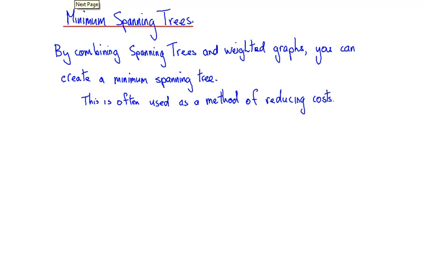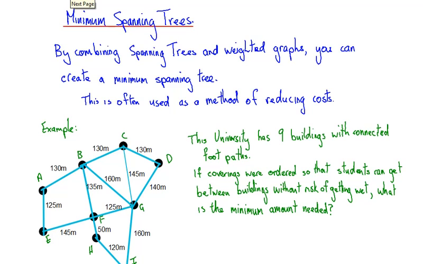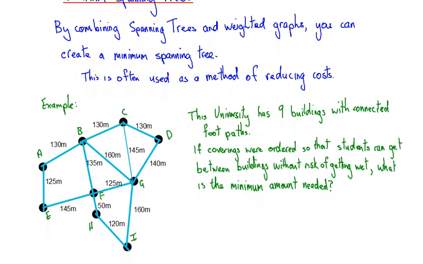Minimum spanning trees combine spanning trees and weighted graphs, and you create a minimum spanning tree. This is often used as a method of reducing costs. So the example we have is this university has 9 buildings with connected footpaths. If covering, so roofs, were ordered so that students can get between buildings without the risk of getting wet from rain and so on, what is the minimum amount needed?